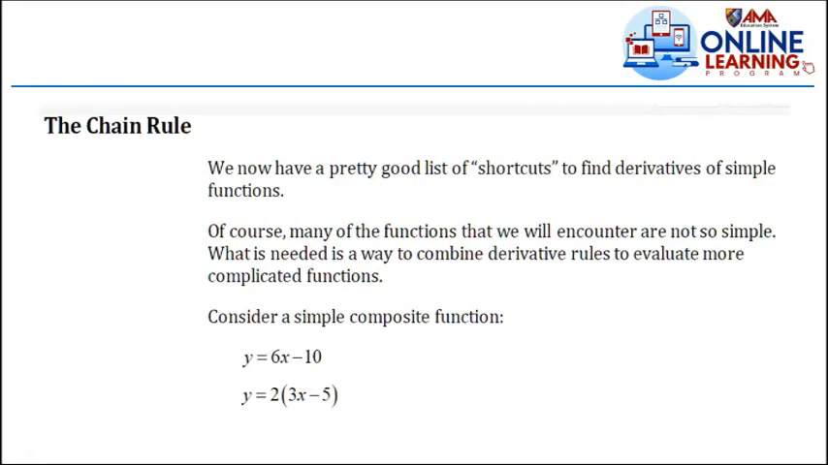We now have a pretty good list of shortcuts to find the derivatives of simple functions. Of course, many of the functions that we will encounter are not so simple. What is needed is a way to combine derivative rules to evaluate more complicated functions. Consider a simple composite function: y is equal to 6x minus 10. If we factor that, y will be 2 multiplied by 3x minus 5.